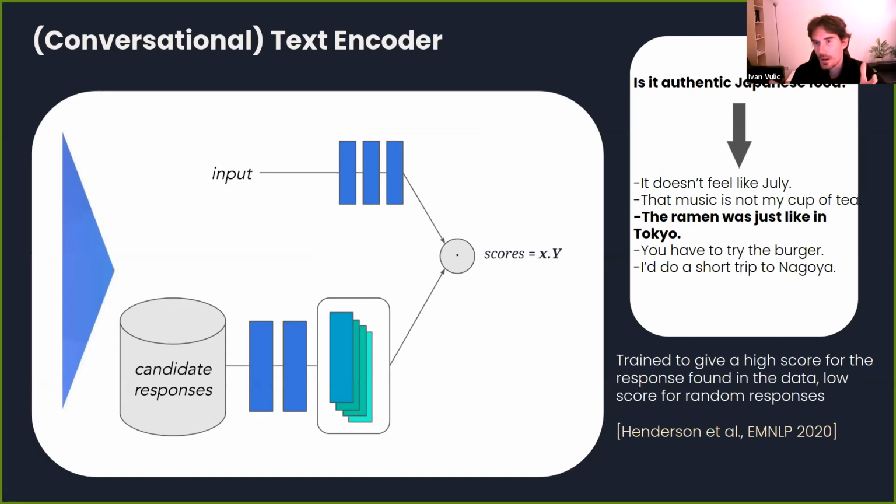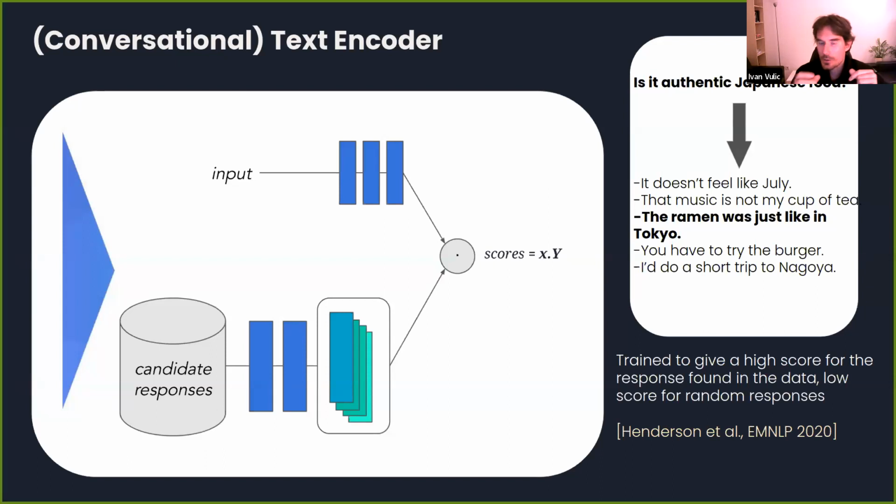This is more like a QA-based type of objective. So if you have an input sentence like, is it authentic Japanese food? You need to rank the correct response coming from the actual data, the positive example, above several negative examples. The idea is to give a high score for the positive actual response from the data and a low score for all random responses. How it is actually implemented is that in each mini-batch, you have just one response which is correct, and all the other responses from all the other pairs in the same batch are treated as negative responses. And this way of training, which is often termed bi-encoder in the current literature, is also a very efficient way to do this.